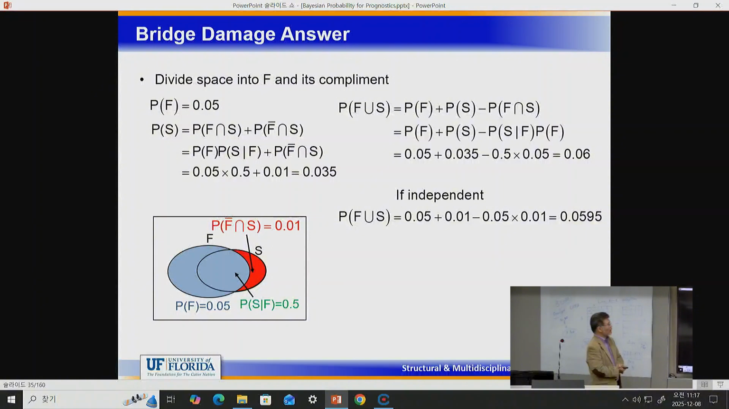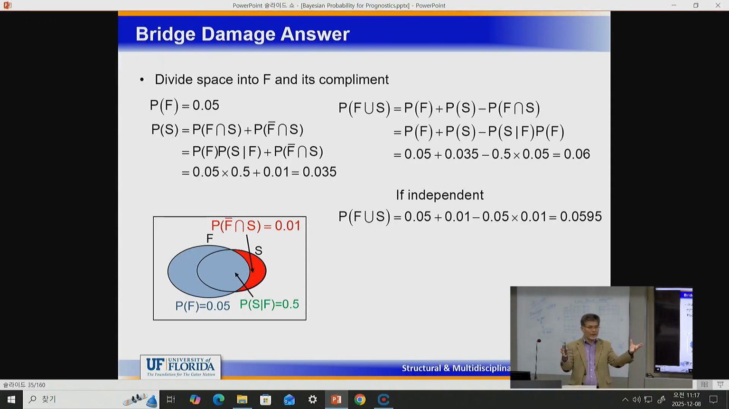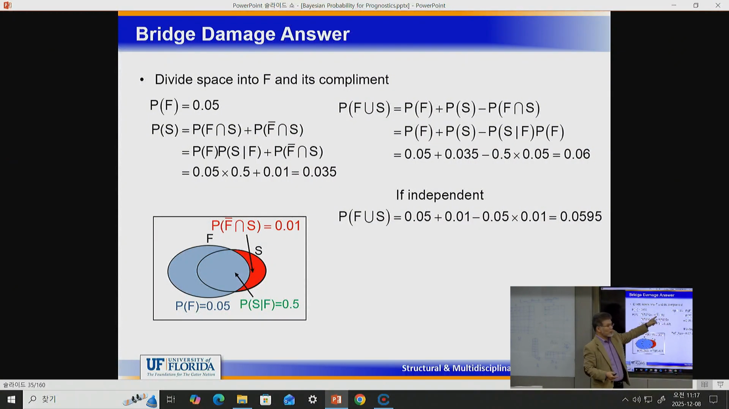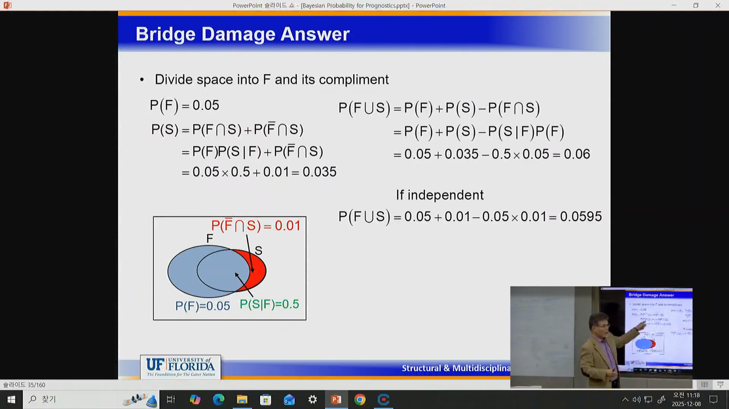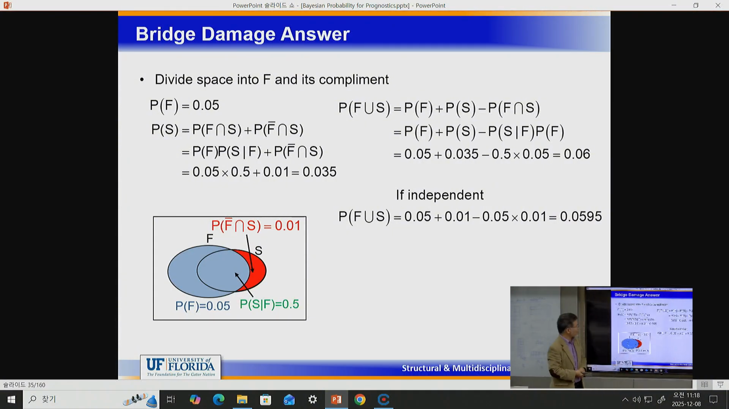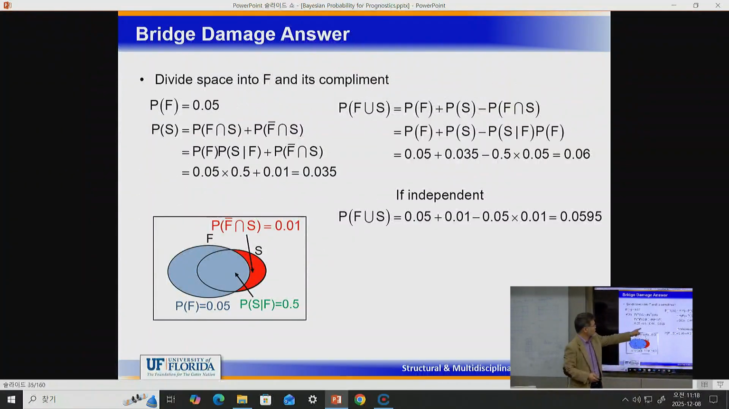The question is how we calculate the superstructure failure. Now it's mutually exclusive, right? F and F bar are mutually exclusive. Do you agree? F and the non-F are the entire sample space. So F intersection S plus F bar intersection S is the total probability of S. Does that make sense? Yes, because there are no other cases. Then for one of these we use the conditional probability, and the other is given as 0.01 in the problem statement. Here the probability of your foundation is 0.05, and the conditional probability is 50%. So the total probability of your superstructure failure is 0.035.